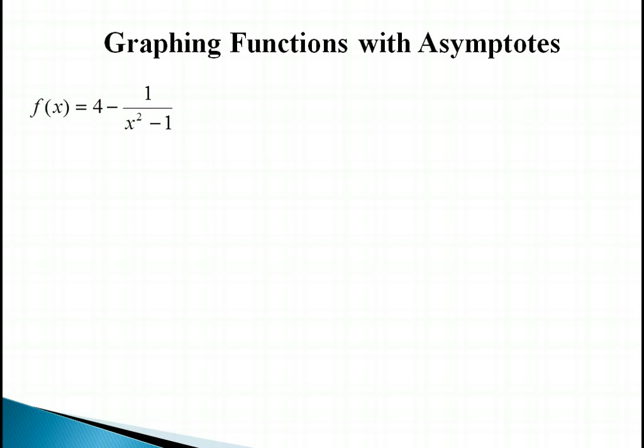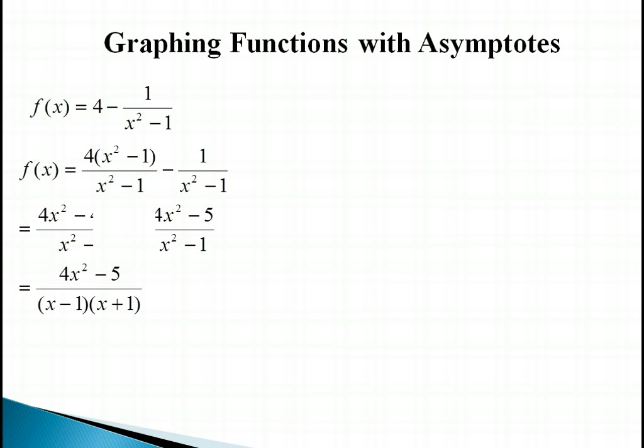So I'm going to find my common denominator, which is x squared minus 1. So I'm going to multiply the 4 by x squared minus 1 and divide it by x squared minus 1. Then bring my two fractions together as 1. And then all I did was distribute the 4 and combine the constants. So I'm left with 4x squared minus 5 over x squared minus 1.